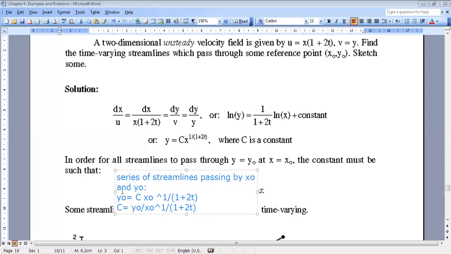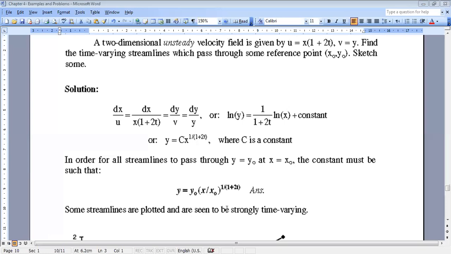So now after you find c, all you have to do is to replace in the equation. If you replace and rearrange your terms, you get that the series of streamlines passing by point x0, y0 are given by the following relation. They can now ask you at any time. If I tell you at t equal 10 seconds, what is the equation of the streamline passing by point x0, y0? All you have to do is to replace t by 10 and you directly get the streamline equation that will pass by this point at this time.